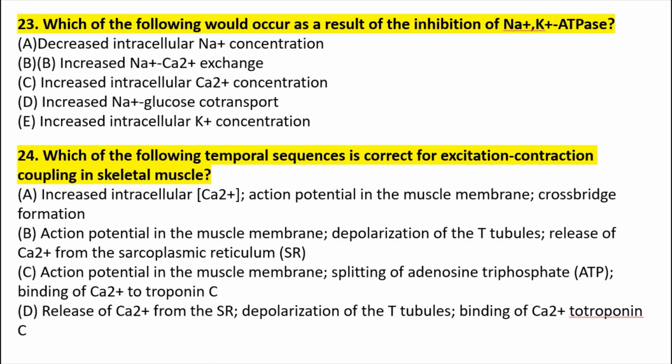23. Which of the following would occur as a result of the inhibition of the sodium-potassium ATPase? A, decreased intracellular sodium concentration. No. B, increased sodium-calcium exchange. No. C, increased intracellular calcium concentration. So the answer here is C. Increased intracellular calcium concentration would occur as a result of inhibition of the sodium-potassium ATPase.